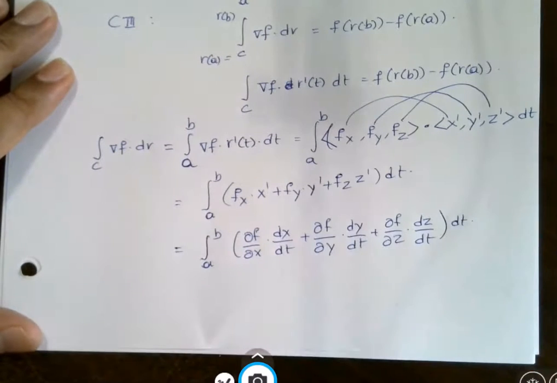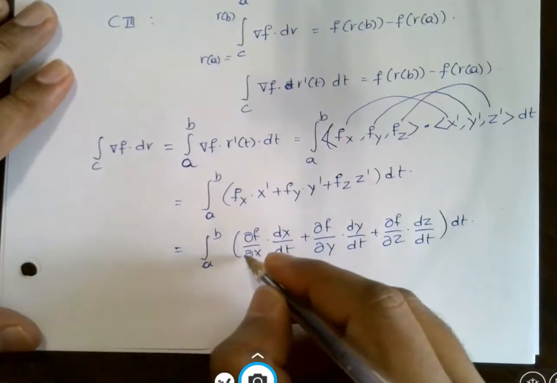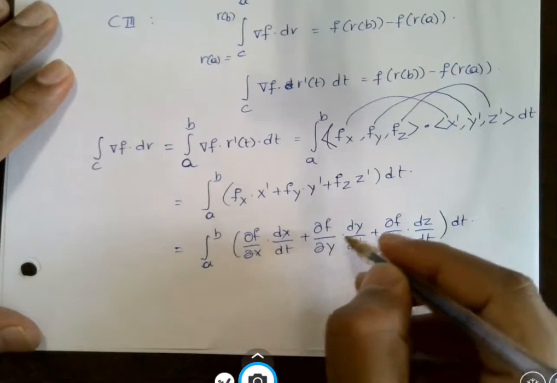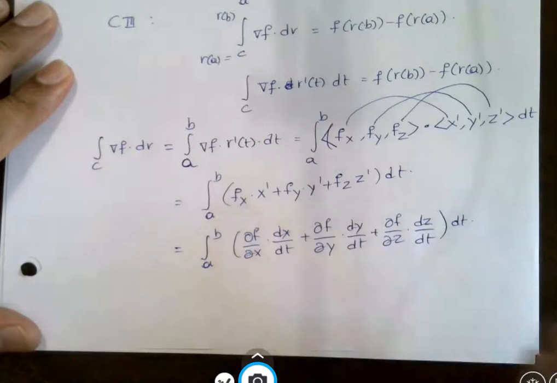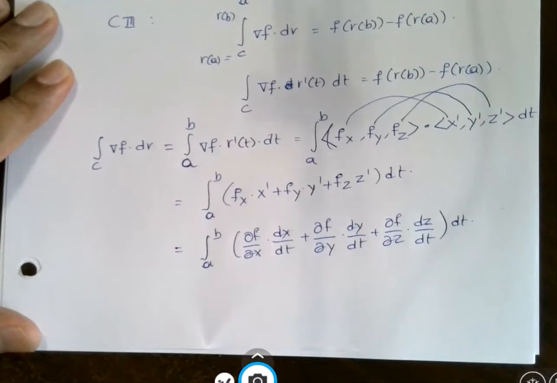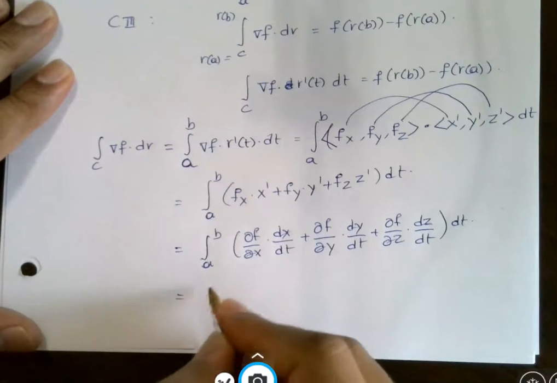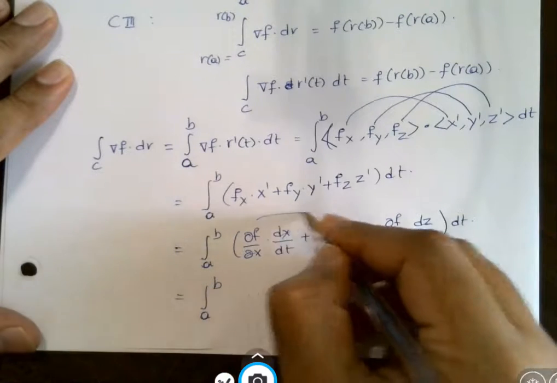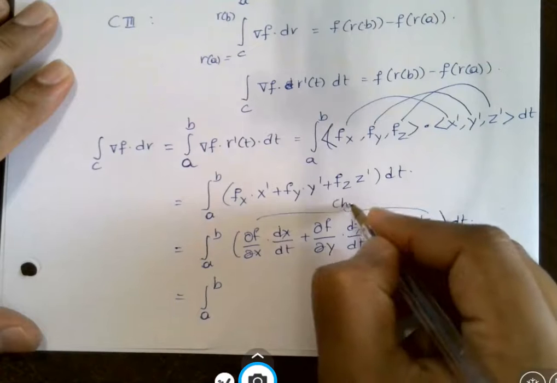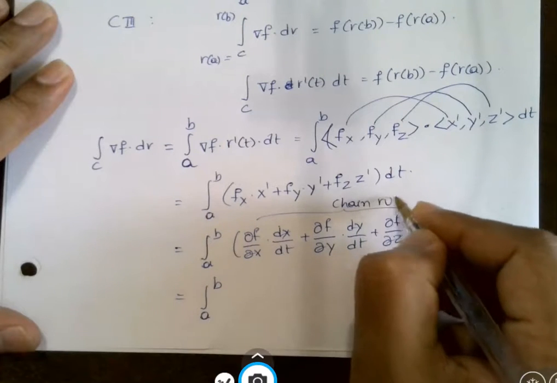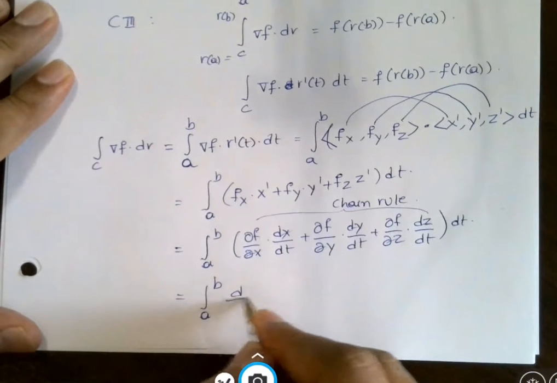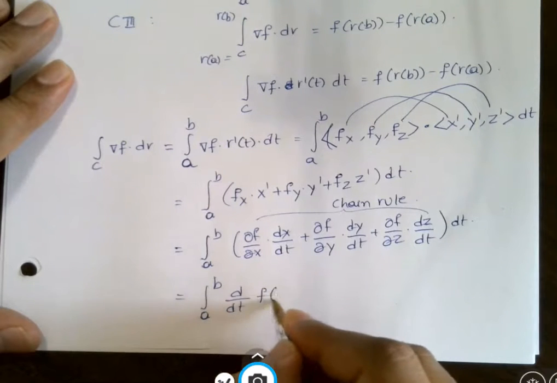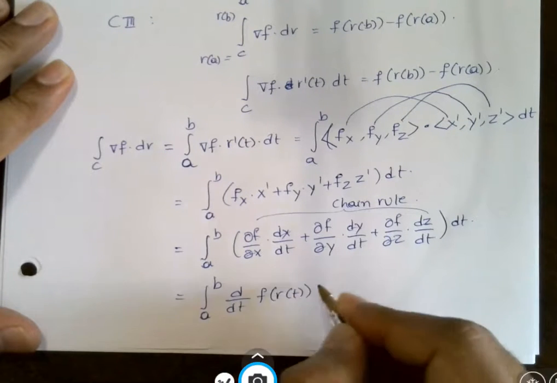Now you should never say this out loud, but it's like the x's get cancelled out, the y's get cancelled out, the z's get cancelled out, but you should never say that. Okay, so that's going to be the integral from a to b. This is the chain rule. If you see that, this is nothing but the chain rule, and it is a chain rule for what? It is a chain rule for d/dt of f of r of t dt.